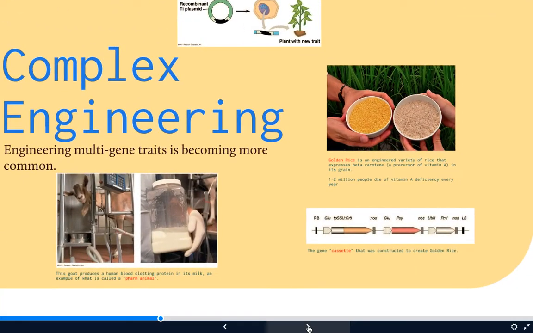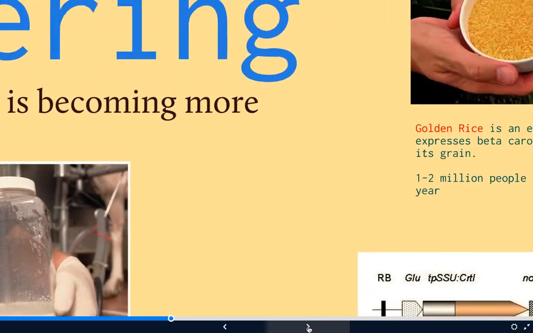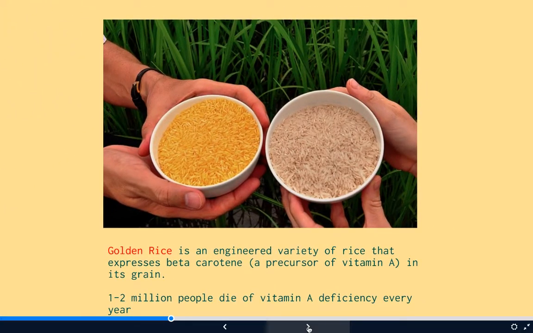Okay, in complex engineering, this is multi-gene traits. It's become a little bit more common, so I'll show you a couple of examples. For example, this goat can produce human blood clotting protein in its milk. We call this a farm animal pharm, right? So we collect the goat's milk, and then they can extract the human blood clotting protein for medicinal treatments. And of course, this has been really great for humans.